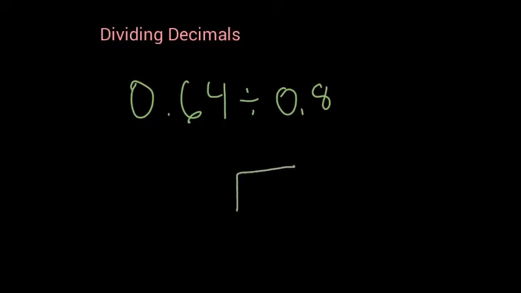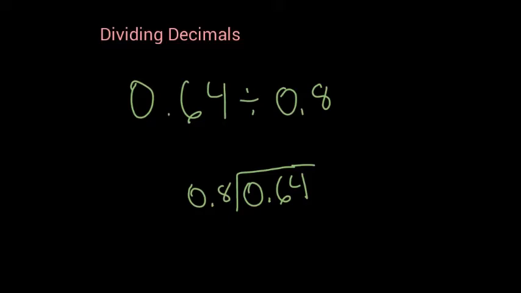Alright, so let's do some dividing of decimals. So let's say we have 64 hundredths divided by 8 tenths. So 64 hundredths is going to go inside the box, and then the 8 tenths is going to go outside.